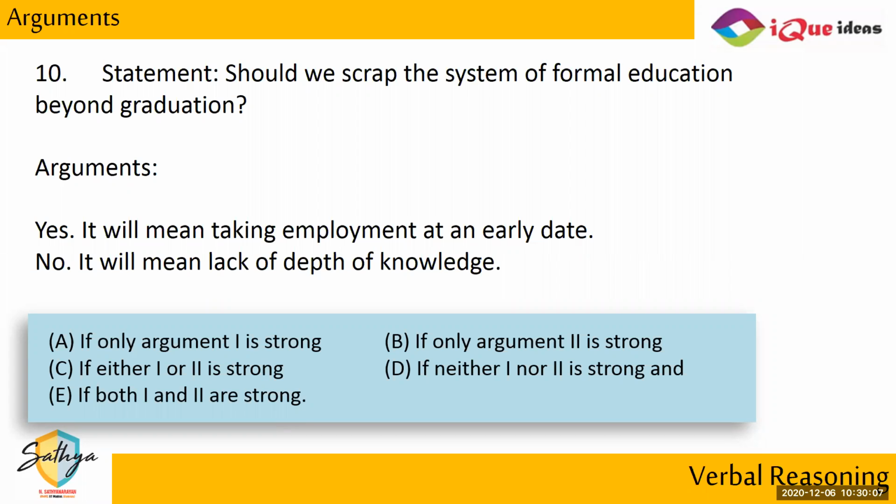Second one, it will mean lack of depth of knowledge. If we scrap the system of formal education, it will mean lack of depth of knowledge. Is it true? Yes, because actual deep knowledge of any subject starts only after graduation. Bachelor's and master's level education only gives you enough knowledge to be able to perform well in the professional world. But deep knowledge about any subject comes only after basic graduation. It only comes at a research level. That's why PhD and postdoctorals are all called research level education. Is it important to have depth of knowledge?